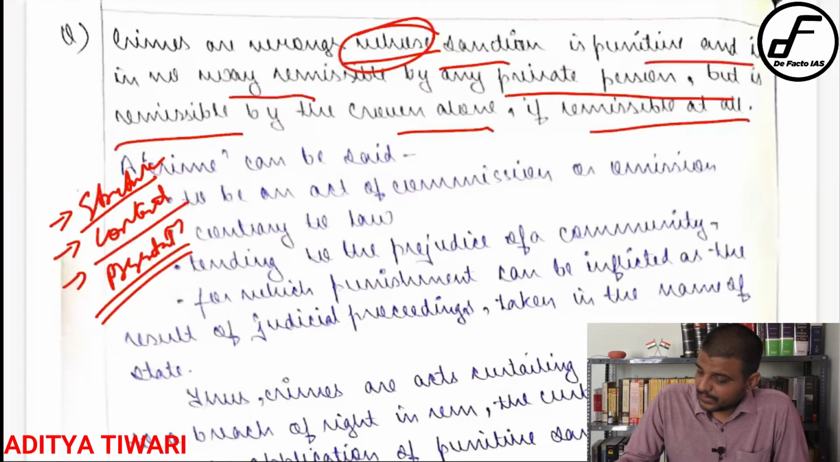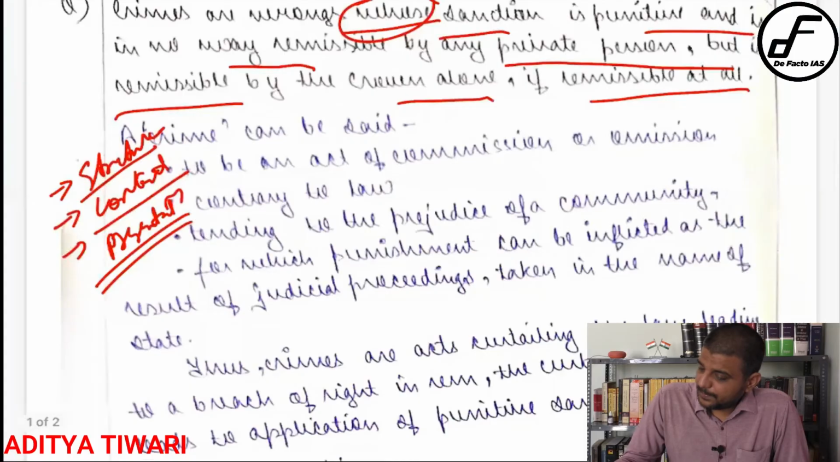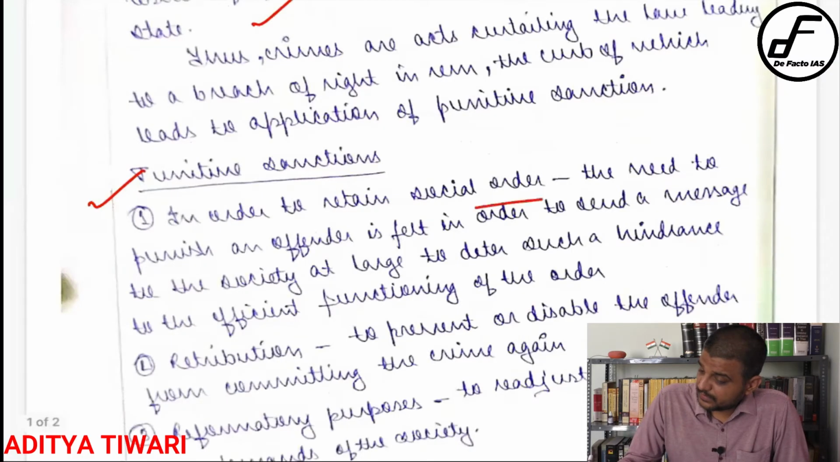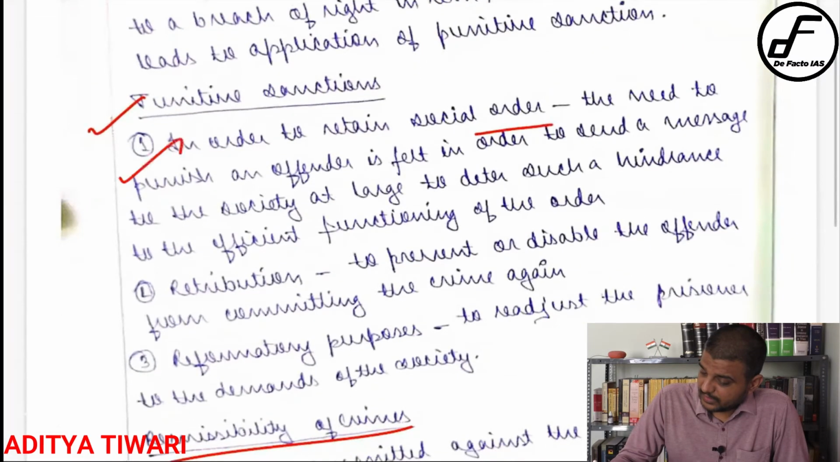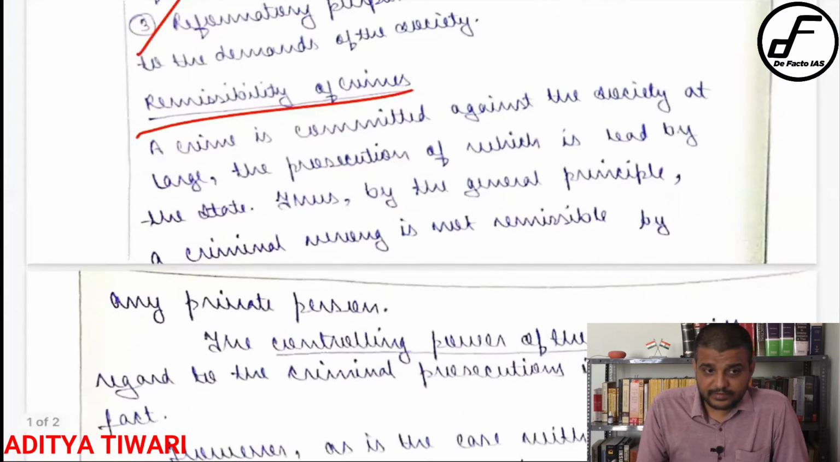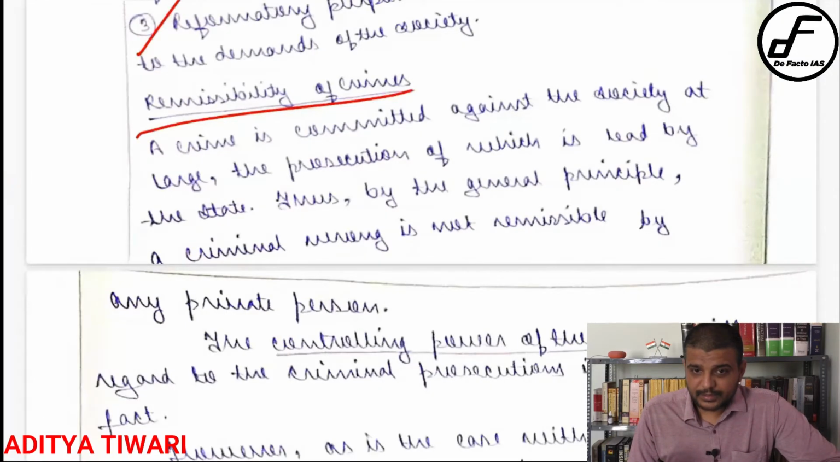Now a crime is said to be commission, omission contrary to the law. Okay, so you have defined crime very nicely. Now punitive action, social order. Okay, so you have given multiple subheadings as well. What are the reasons? So that is very correct. Remissibility of a crime, very good heading actually. Okay, so the structure is very nice actually, right? The main problem seems to be in presentation, right? The structure is really very nice.